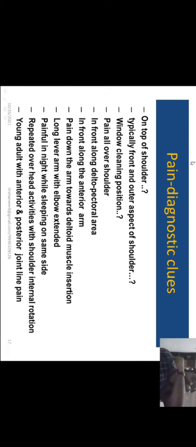So if there is pain and tenderness over the top of the shoulder, we can see this is the clavicle, and it is the acromioclavicular joint, that is the AC joint. If the pain is on the top of the shoulder, it is an AC joint pathology. We can see in detail in the next area what the AC joint pathology is. So that is the first one.